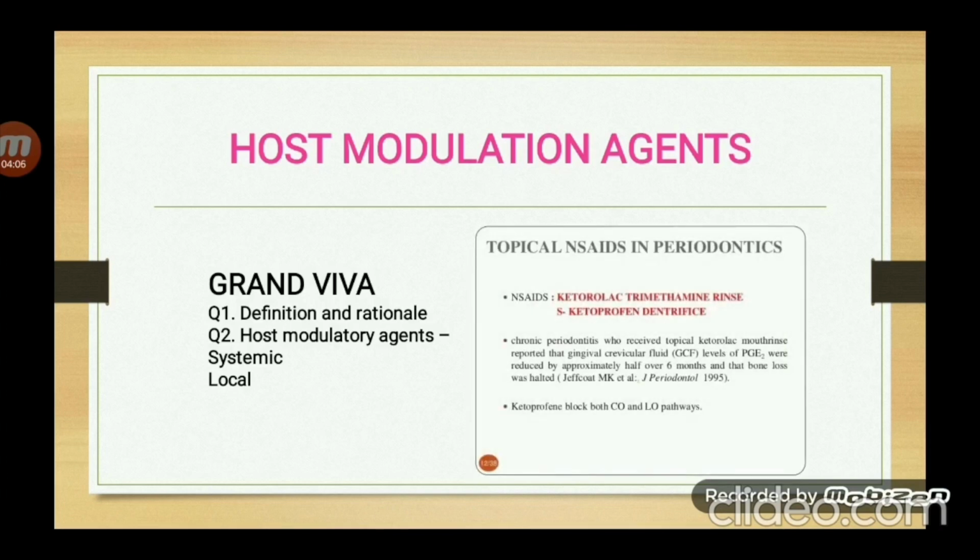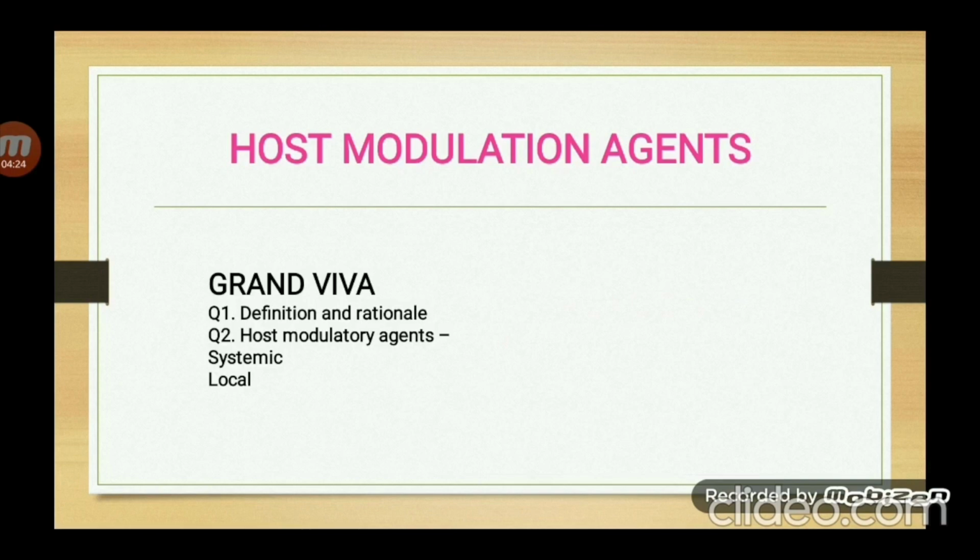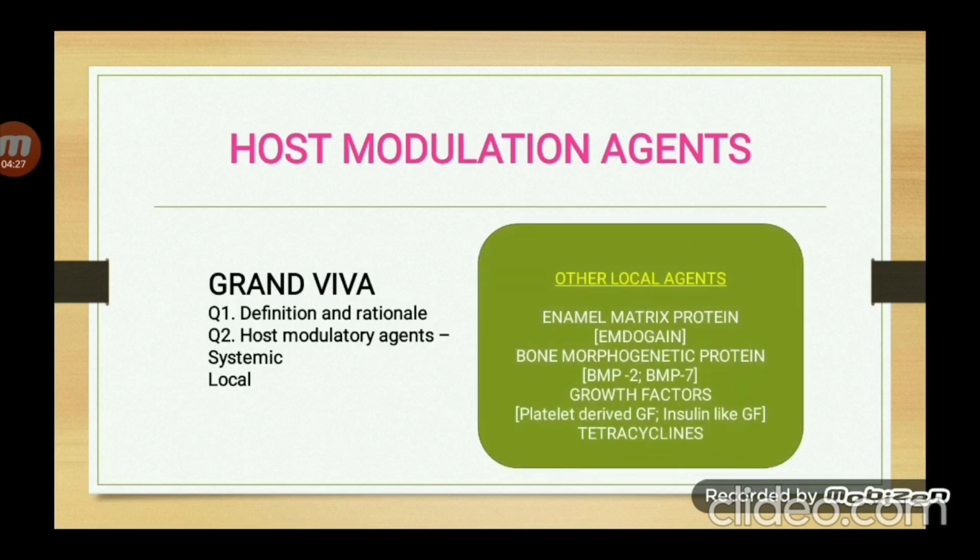And about the ketorolac tromethamine rinse, why you should prescribe this to your patient. Actually, it blocks both the cyclooxygenase and lipoxygenase pathways. These are the local agents, which are enamel matrix protein, commonly known as Emdogain, bone morphogenetic protein, BMP2 and BMP7, then growth factors, which are platelet derived and insulin-like, and tetracyclines.